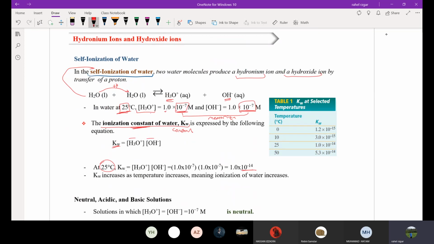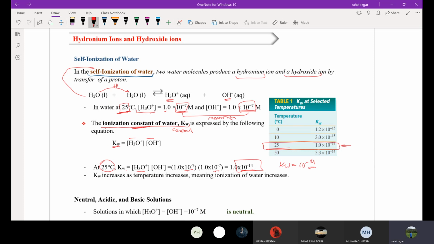Why? Because Kw is equal to H3O times OH. In pure water, what is the concentration of H3O? 10 to the power minus 7. What is the concentration of OH? 10 to the power minus 7. 10 to the power minus 7 multiplied by 10 to the power minus 7, then we'll get 10 to the power minus 14. You have to memorize this. So at 25 Celsius, Kw is always equal to 10 to the power minus 14.